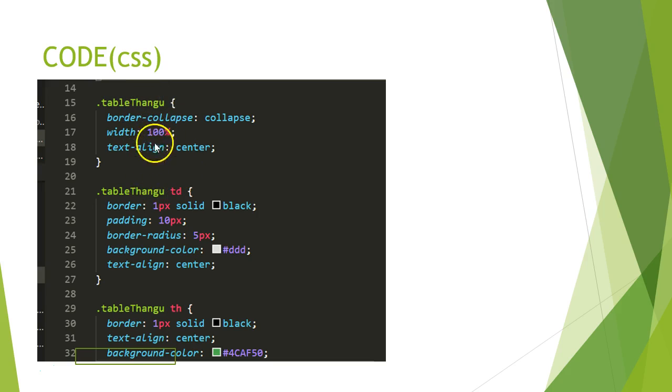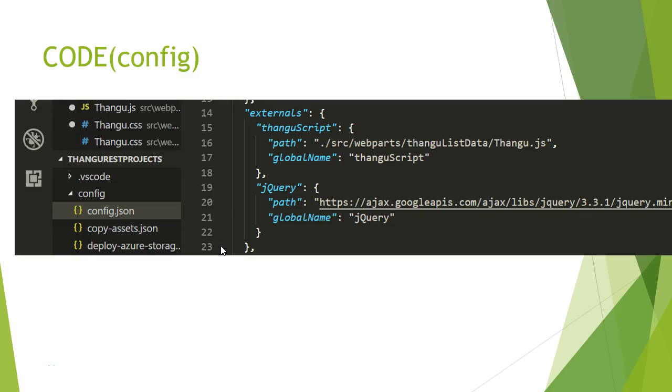Coming to the CSS, I have a minor CSS where I'm just trying to make my table greenish. I love green, so my theme is mostly green. I'm just trying to give a nice border to the table and make it centered. So it's a very simple CSS. Based on your needs, you can make your CSS file.